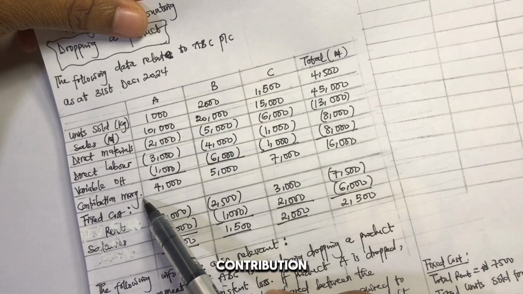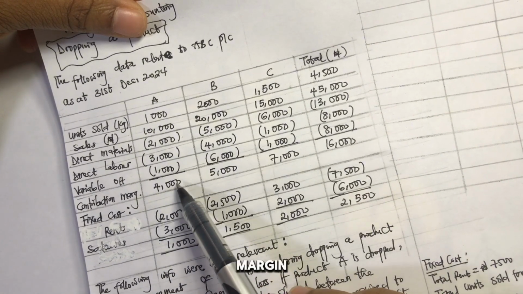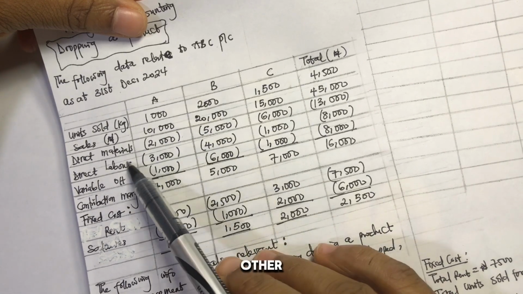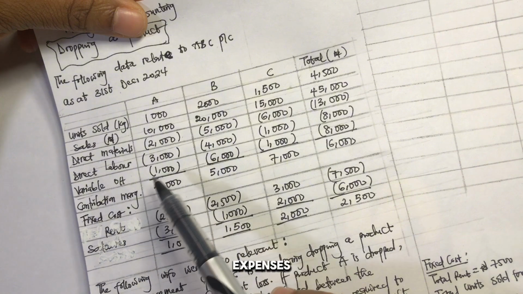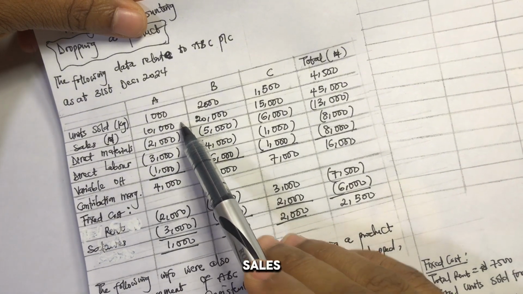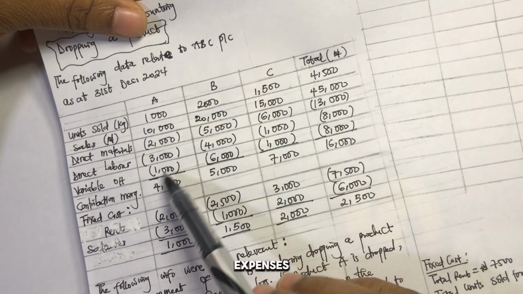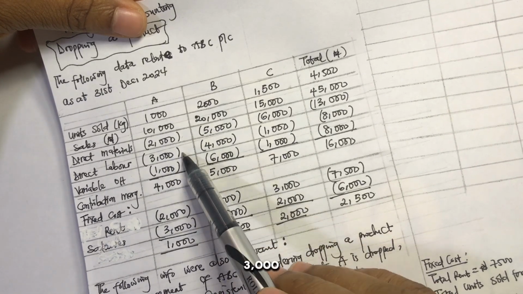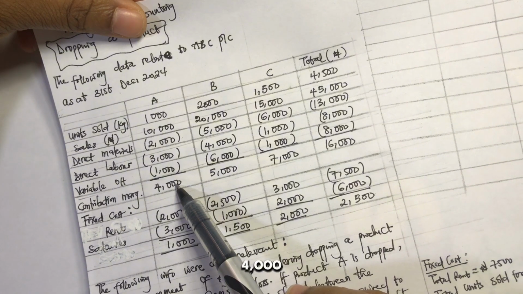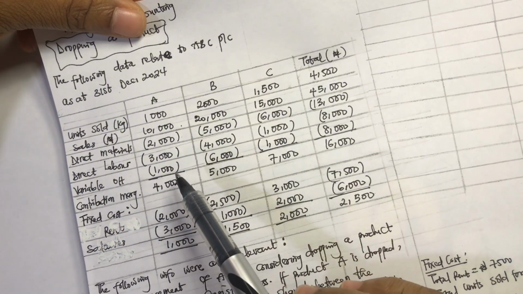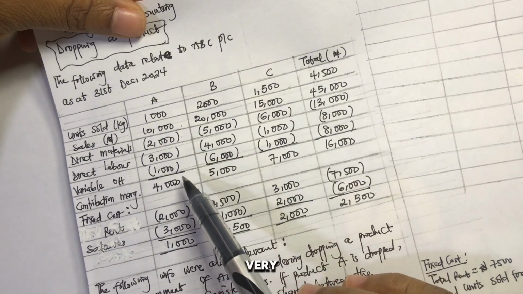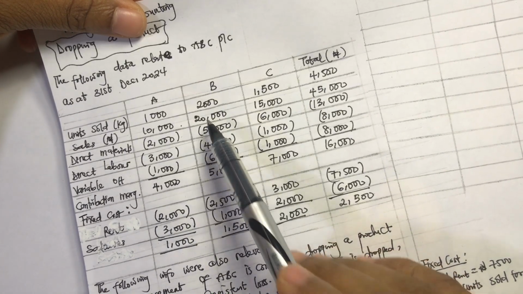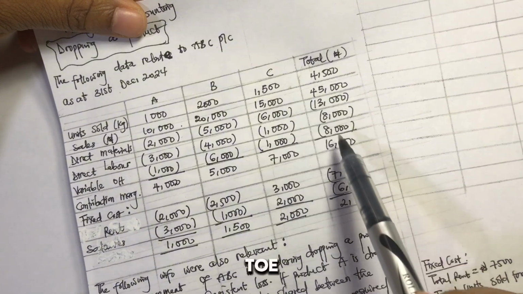And the contribution margin. So how is this contribution margin derived? That will be your sales minus your expenses. So all the direct material, direct labor, and variable overhead are expenses, so you deduct them from your sales. And see the values of those expenses are in bracket, which means deduction. So 10,000 minus 2,000 minus 3,000 minus 1,000 will give us 4,000. So your sales minus your variable cost will give us your contribution margin. So for B is the same, for C is the same, then the total.